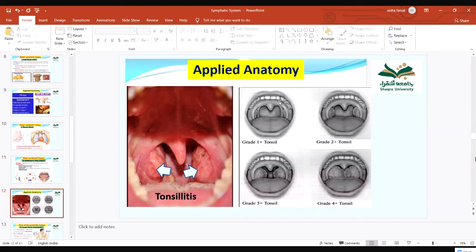The amount of space occupied by these tonsils decides the grading of the tonsils. In grade 4, you can see it is 100% occupied. In this, 75% occupied. In this, 50%, and here less than 25%. So less than 25%, grade 1. 25 to 50, grade 2. 50 to 75, grade 3. 75 to 100, grade 4. This is how the grading of tonsillitis is done.